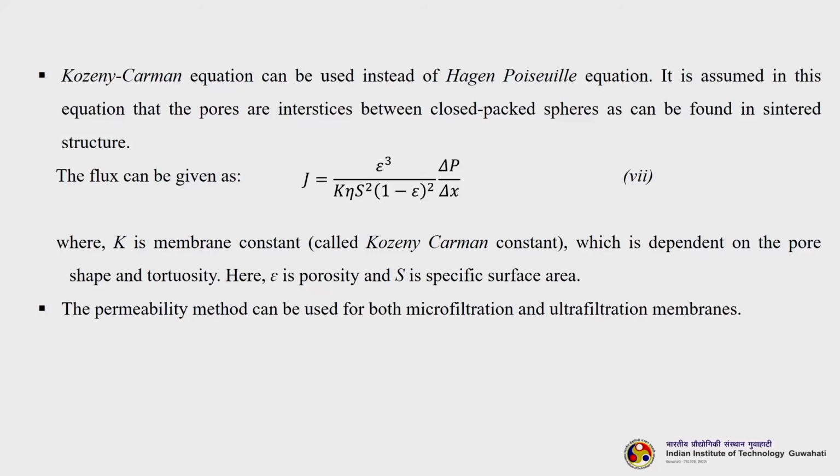So, as I was just mentioning about the Kozeny-Carman equation. So, this is the Kozeny-Carman equation. Here K is the membrane constant, also called Kozeny-Carman constant, which is dependent on the pore shape and tortuosity, and here epsilon is the porosity and S is the specific surface area. Now, the permeability method can be used for both microfiltration and ultrafiltration membranes. So, this is also very important to note that. So, both MF and UF membranes can be characterized using this method.